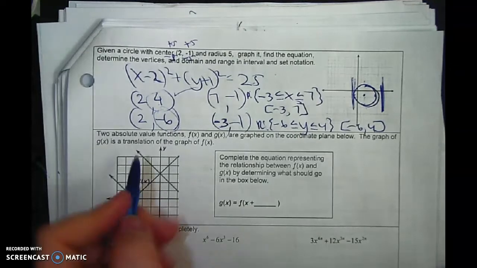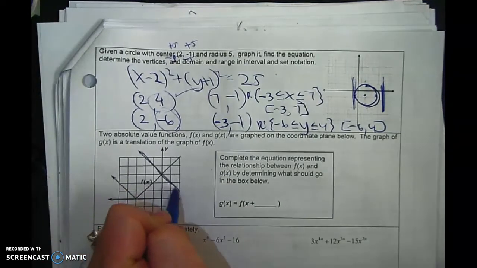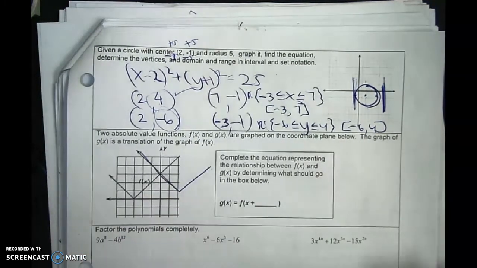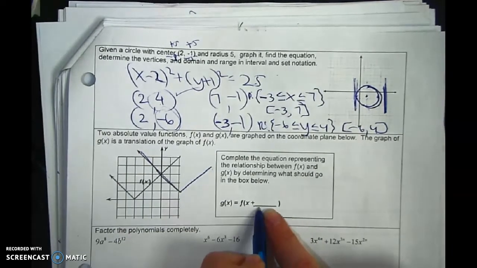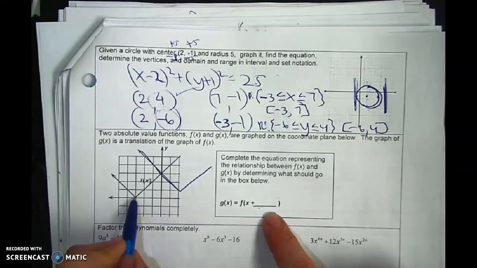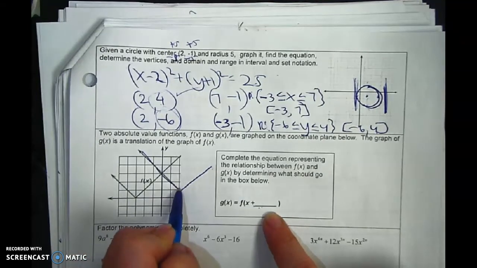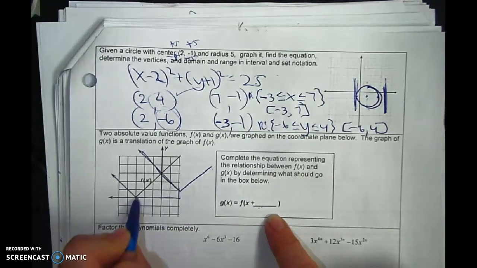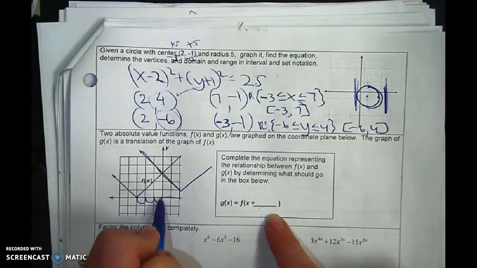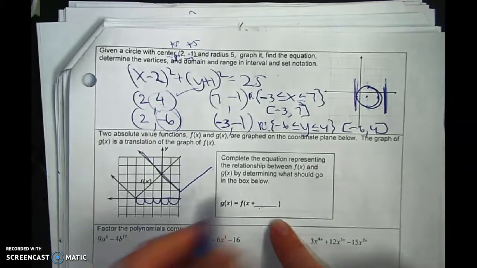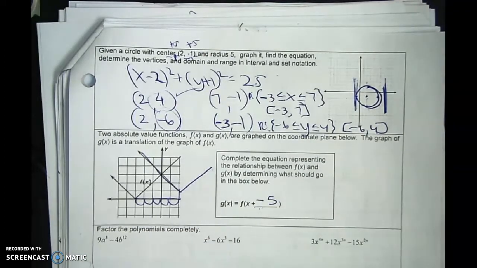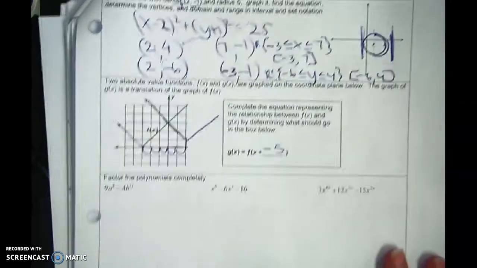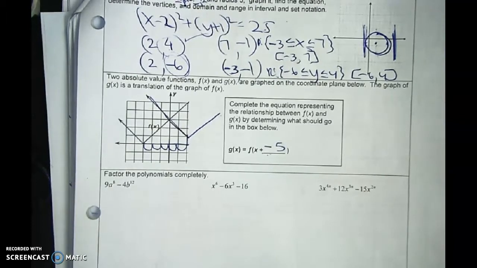It looks like there's 2 absolute value functions. Looks like this thing got cut off. And they want you to do the translation of the x only. So it looks like it went right and up, but they only want to know about the right. 1, 2, 3, 4, 5 to the right. Really means left. Okay. And we're good. All right, I'm not sure why that one's in there. I don't think that's on your test.